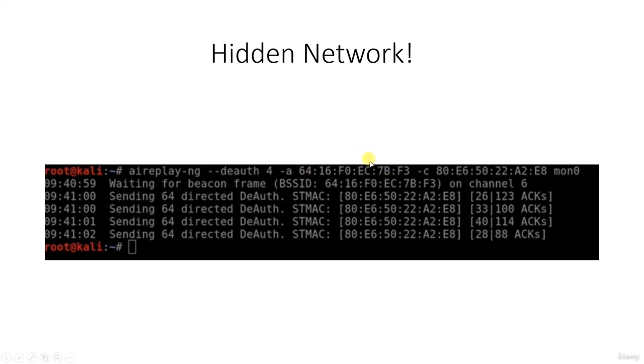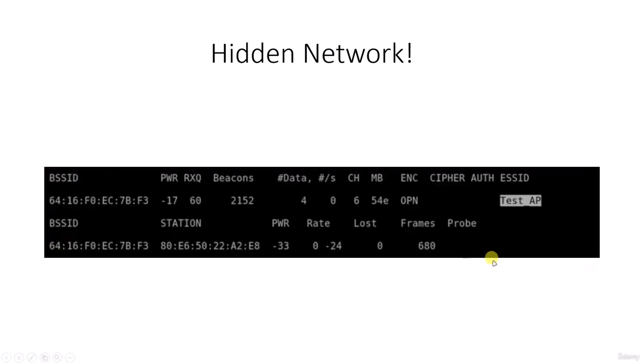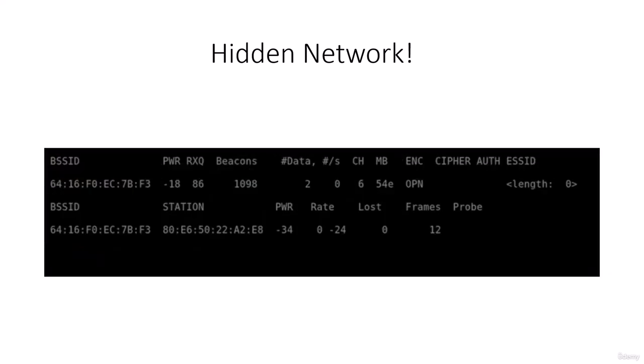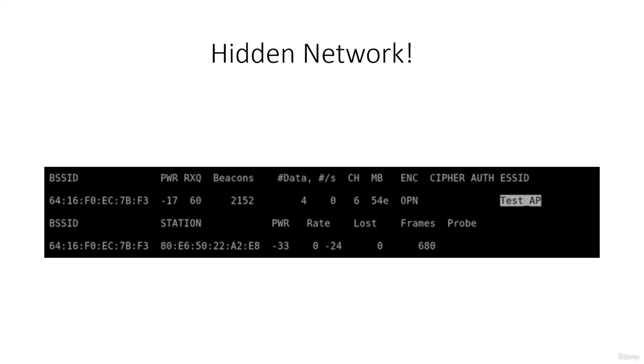So it's better to use a small number. Then we give the MAC address of the target network, then after the -a option, the MAC address of the client that I want to disconnect. After that you just press enter, and you also have to type your network monitor interface. Just press enter and it will show you the network. As you can see, this is the network name. Previously it was 0, meaning it didn't have any network name to show, and now it shows the network name.